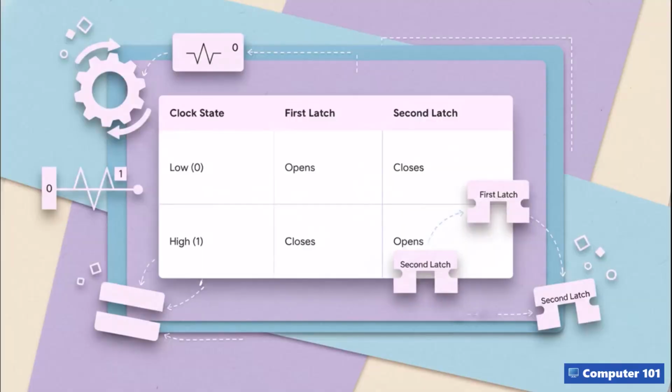So, the crucial point you should take away from this is this foolproof two-step mechanism. When the clock is 0, latch 1 is open and latch 2 is closed. When the clock flips to 1, latch 1 is closed, making it totally immune to any chaotic changes happening at the input, and latch 2 opens to display the saved result. It's this exact, beautiful handoff that creates that precise edge-triggered behavior.